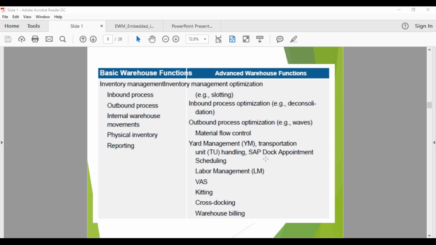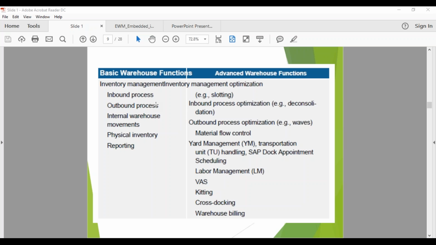Okay, so in the basic warehouse functions, we'll have the inbound process and the outbound process. Inbound is like the inbound delivery process: we'll receive the inbound delivery and then place the parts inside. And then the outbound delivery process. We'll discuss in detail what exactly the inbound and outbound processes, internal warehouse movements, physical inventory and all are. In the advanced warehouse functionalities, we'll have the optimized inbound process and optimized outbound process. These are all specific things.